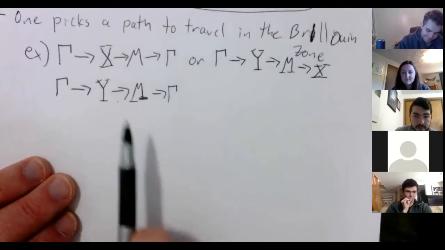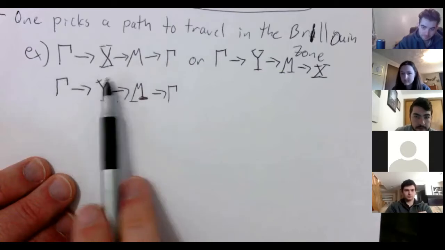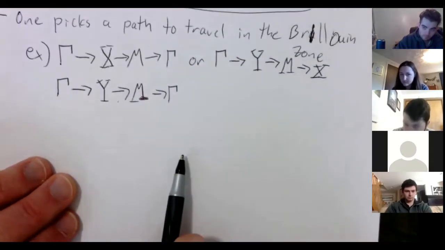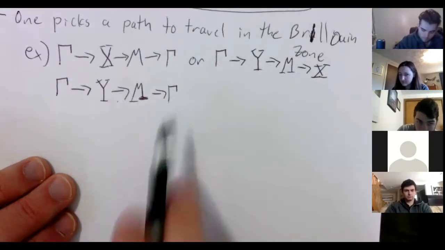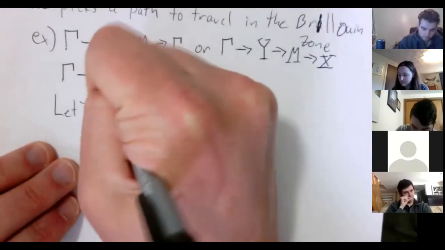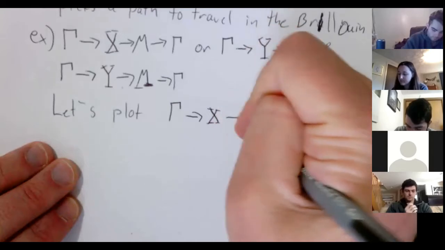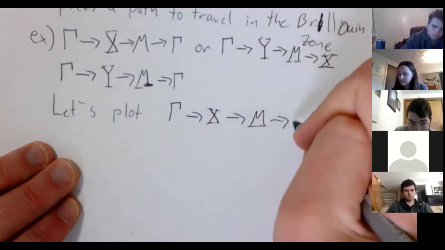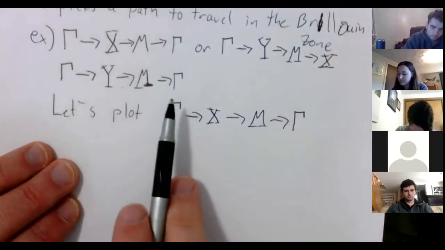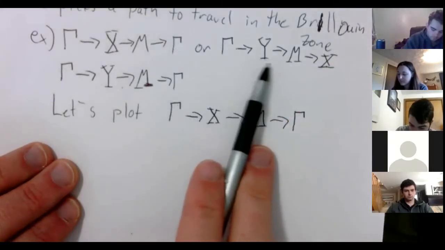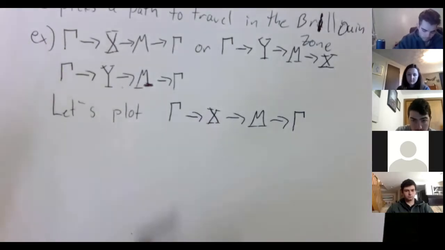Is this like just 4 factorial or something? Yeah, you can pick any direction you really want. We could even go gamma to M to Y to X. We can pick anything we really want. But for our sake, we're going to plot from gamma to X to M back to gamma. And since we have a square lattice, our X and our Y are actually the same. They just change based upon whether we're talking about the x direction or the y direction, but they're going to look almost the same. So let's plot that out.